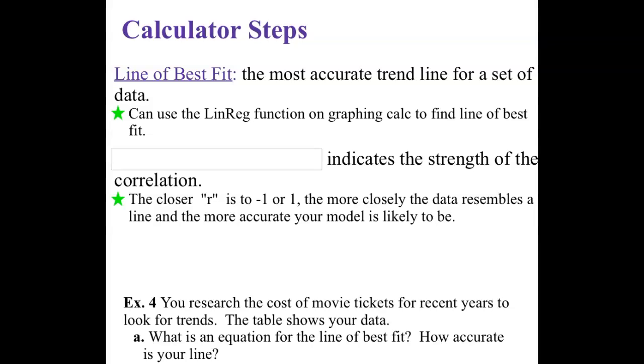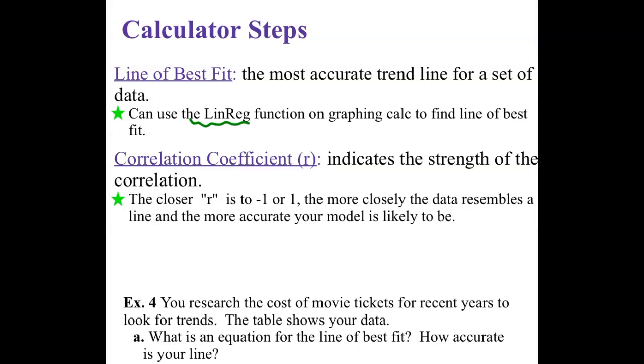Okay? We can use what's called a linear regression. All right, we're going to let our calculator do that. It's going to find that line of best fit for us. The correlation coefficient, they use the letter R to represent that. It indicates the strength of the correlation. The closer your R value is to a -1 or a +1, the stronger the correlation.